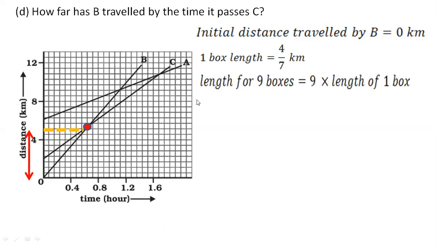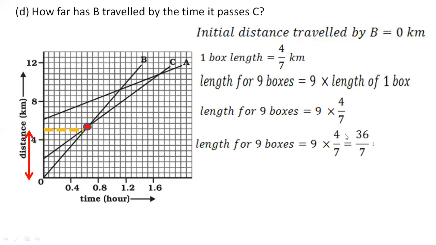Like length of 9 boxes. Sorry, not 10 boxes. 9 boxes are there, right? 1, 2, 3, 4, 5, 6, 7, 8, 9. Right? 9 boxes are there. So we just want to know length of 9 boxes. So 9 into 4 by 7. 9 fours are 36. 36 by 7. That is your actual length.